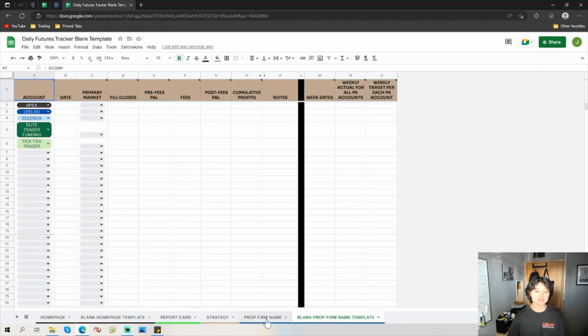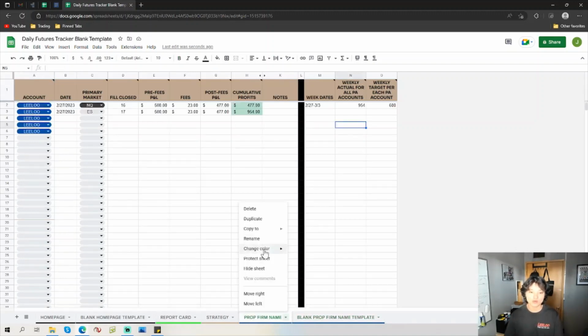And I would highly suggest, of course, updating these names. So if this is Lulu, then you'll go ahead and write Lulu here. You can click the little arrow, or you can right click it, and then click rename, and then type in Lulu. And then obviously just take off blank and template, and it'll just be homepage.